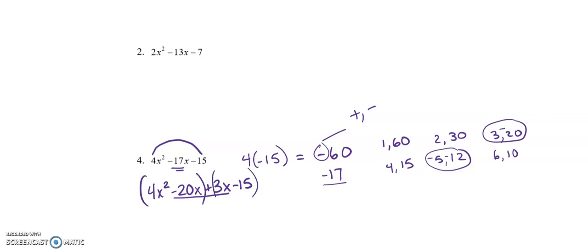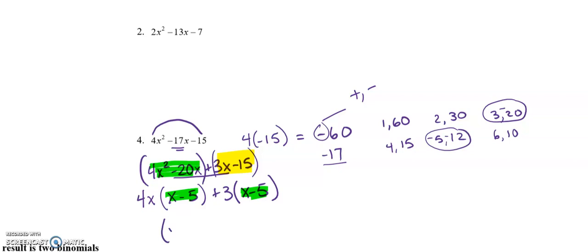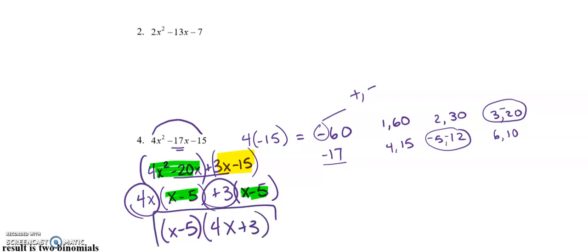I'm going to look at this first set, and what's common there. I can take a 4 out, I can take an x. What am I left with? I'm left with an x minus 5. Then I look at the second grouping. What's common there? I can take a 3 out, and I'm left with an x minus 5. Yay, an x minus 5 and an x minus 5. So then I take the x minus 5 out. The leftover part is the 4x plus 3.